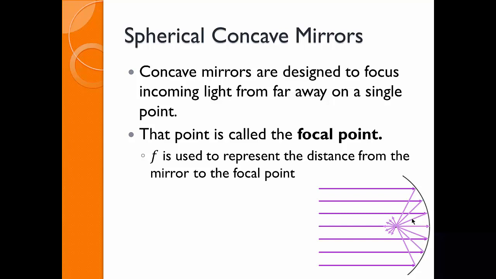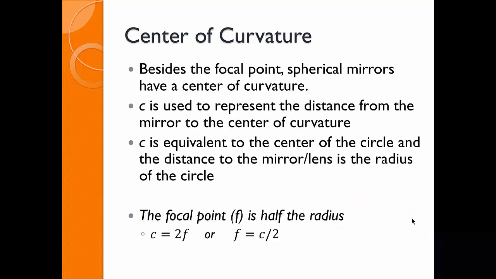Concave mirrors, on the other hand, are designed to focus the incoming light from far away on a single point. That point is called the focal point, and we use the letter F to represent the distance from the mirror to the focal point. It focuses the light based on the principle of the law of reflection. There's another point that we call the center of curvature. This is basically the center of the circle.